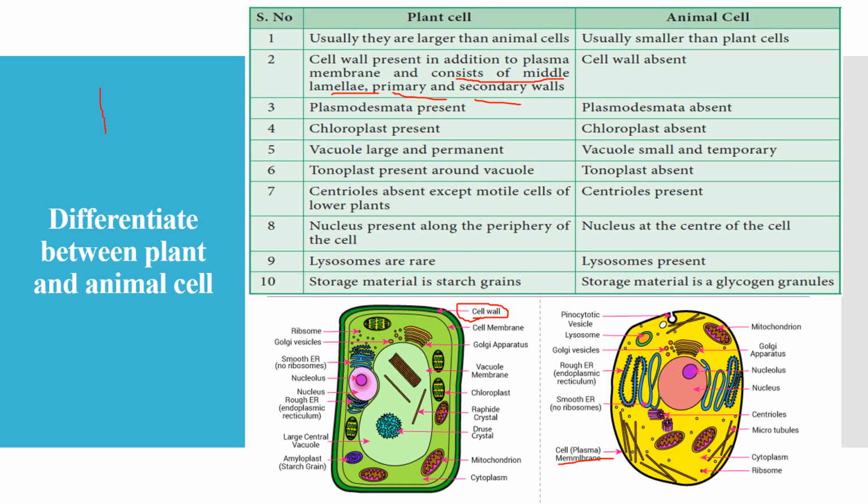So this is the middle lamella. Middle lamella is present between two cells, and here the primary layer is present. So this is the primary layer, and here the secondary layer is present. So three layers are present in cell wall.